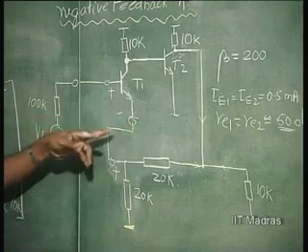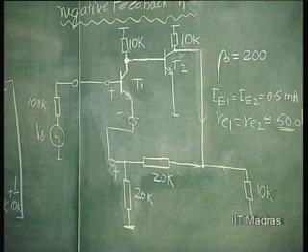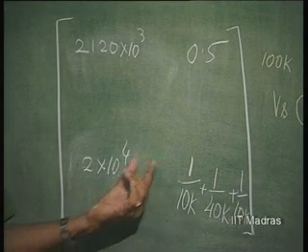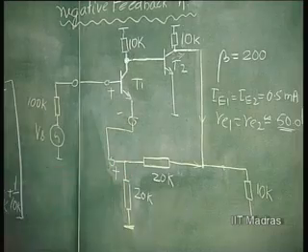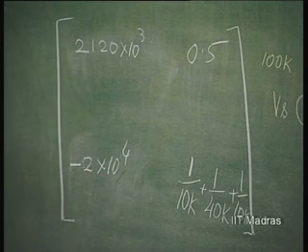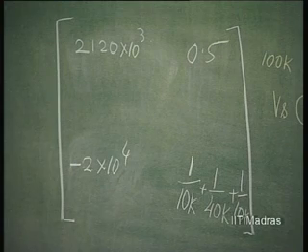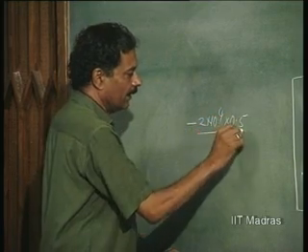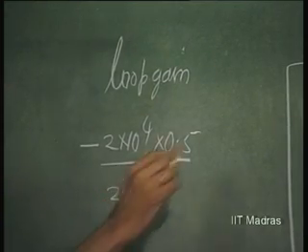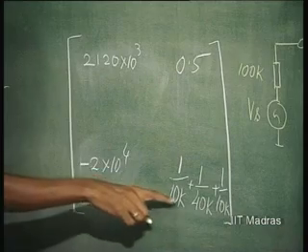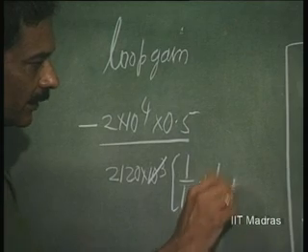The other factor due to this, which is beta plus 1, into half, is going to be ignored here. This is going to be added to this 2 into 10 to the power 4, plus this with this negative sign, minus 200 by 2, 100, a factor of 100 we are ignoring here. So, now the loop gain is minus 2 into 10 to the power 4 into 0.5 by 2120 k. So, into 10 to the power 3, this is going to give you 10 to the power minus 3. So, that gets cancelled into 1 over 10 plus 1 over 40 plus 1 over 10.